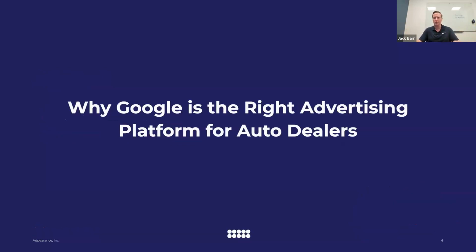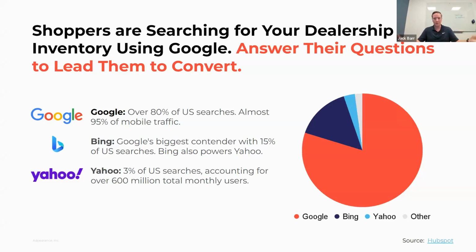All right, so why is Google advertising the right platform for auto dealers? As you might know, Google is the number one search engine across the world, right? People are searching things all the time on Google's platform, but it's not the only platform where people search. You also see that Bing and Yahoo do have market share. There are also some other platforms out there that people are searching on. So it's not a one-stop be-all.